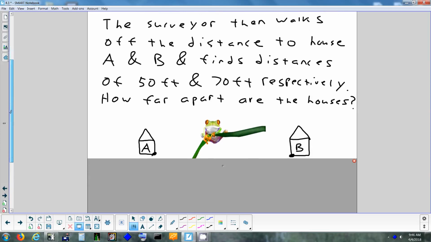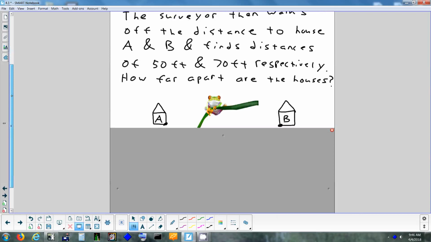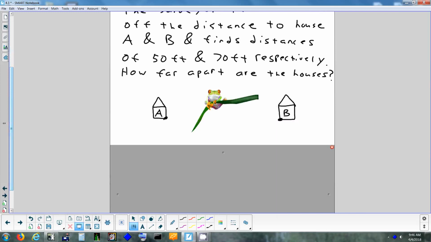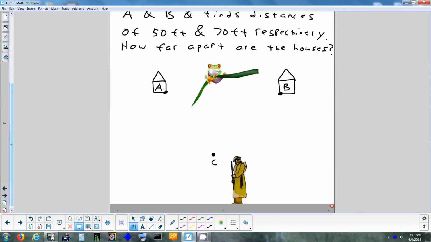So there's our two houses. And what I wanted to do was find a surveyor, just to have them at point C. I couldn't find a surveyor in the pictures, but I was able to find a World War II trench soldier. So that's our surveyor. Pretend. So there's our surveyor at point C. All right, so the goal now is to find the distance between the two houses.